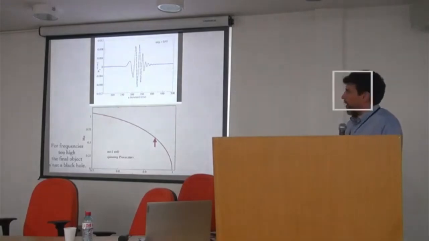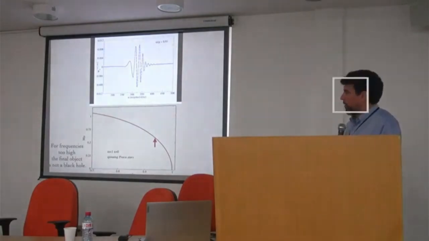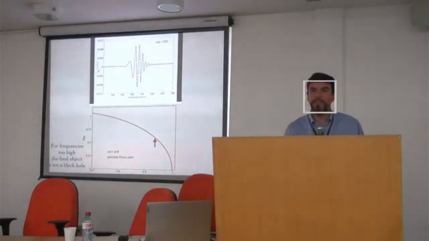You cannot go to too high frequencies, because otherwise the final object is not a black hole. Too high frequencies mean the masses are small and you form another protostar rather than a black hole, and that is not compatible with the event.